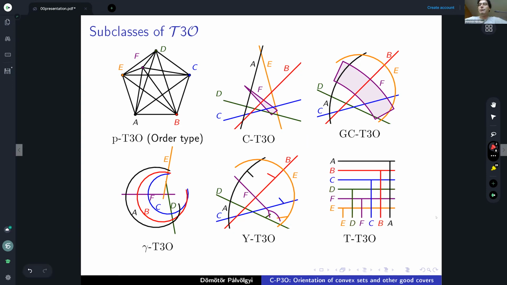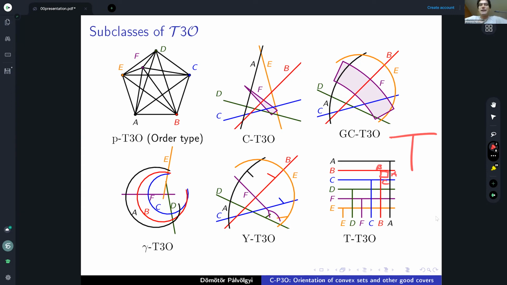And another important one is this T3TO, when every shape is a T line. Okay? When every tree is really like a T shape, in the sense that it has a horizontal and a vertical part. Then again, let's find ABC. It's this little square. So again, the orientation is good.